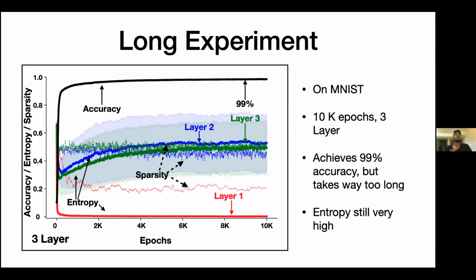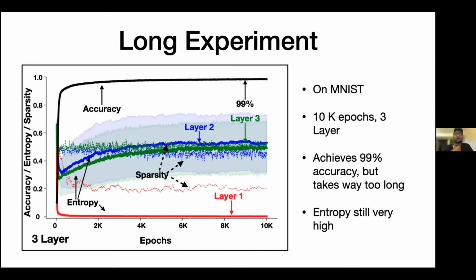The last experiment was for 50 epochs, and we run the experiment for a longer time. In this case, it's 10K epochs for 3-layer networks. We do observe that the binary nodes are able to achieve an accuracy of 99% on the training data set. Over here in this graph, there are a lot of lines. The red, green, and blue solid lines correspond to the mean entropy of the whole layer over the learning schedule, and the dotted lines correspond to the sparsity of the learned representations.